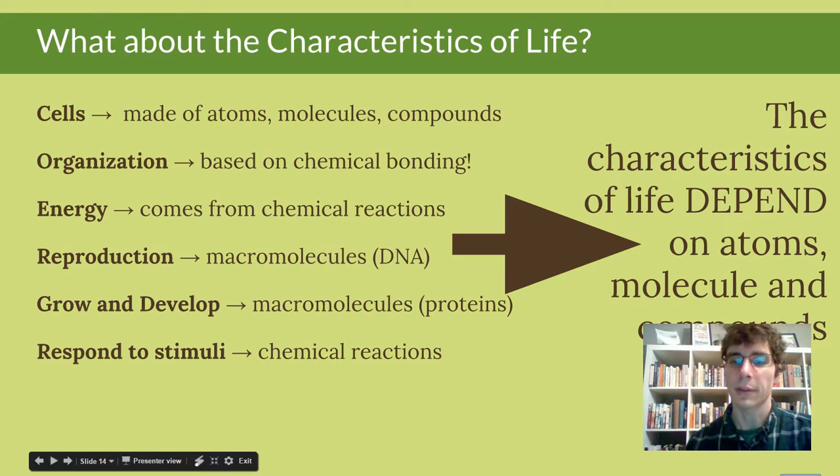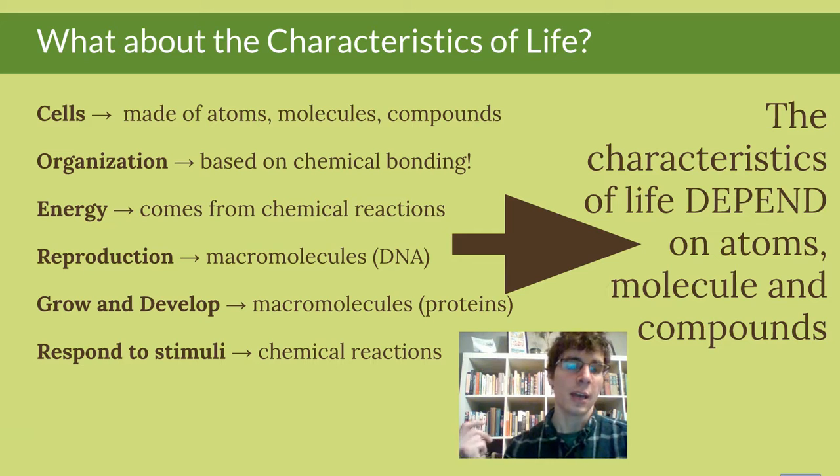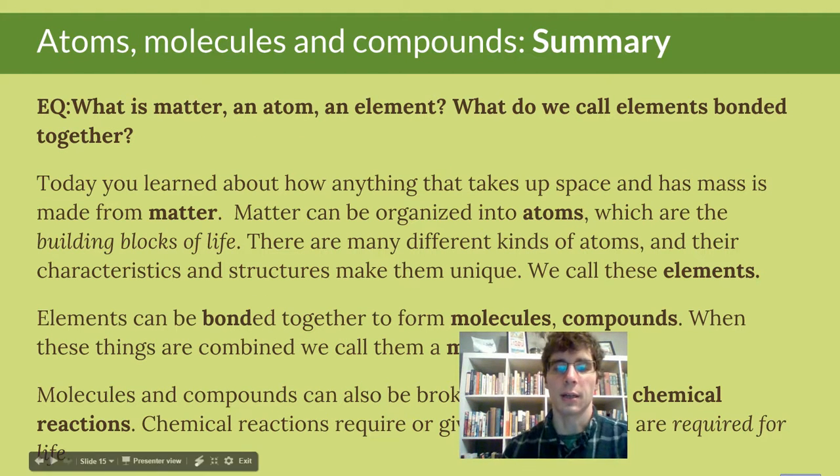Okay, now what about the characteristics of life that we just learned about? Well, we learned about cells, we learned that everything that's alive is organized, uses energy, has to reproduce, has to grow and develop, and has to respond to stimuli. And right here I give you a list of reasons why all of these characteristics depend on atoms, molecules, and compounds. All right, so you can take a look at that. Life would not be possible without atoms, molecules, and compounds. That's the takeaway.